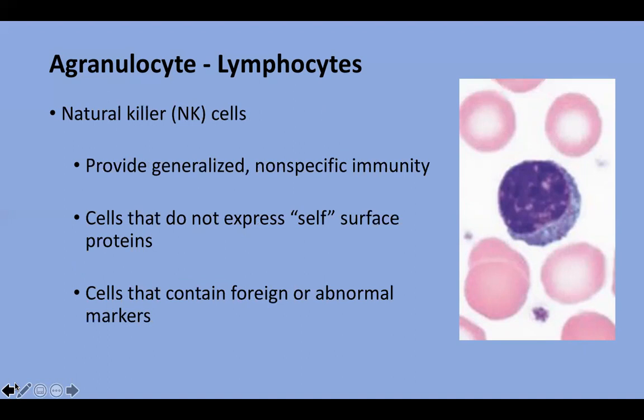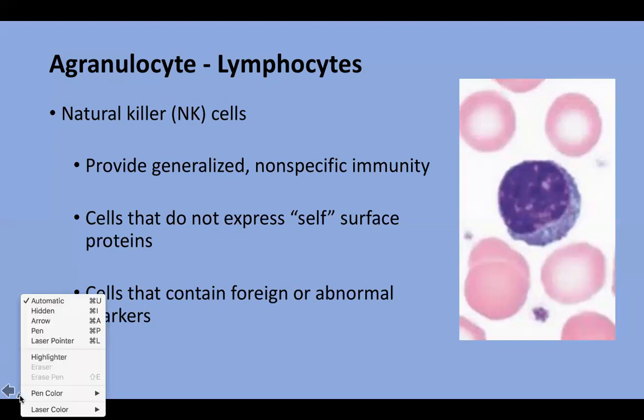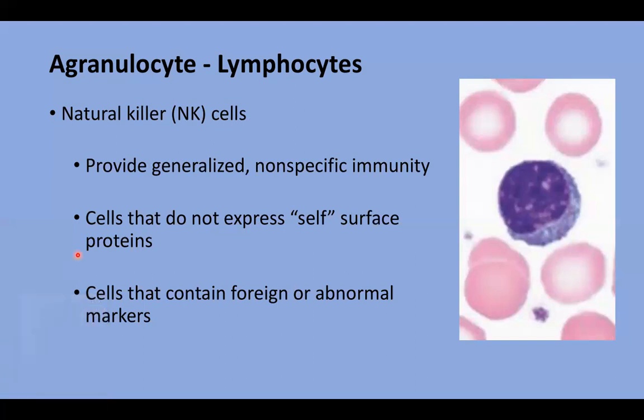The first type of lymphocyte is the natural killer cell, or NK cell. So the natural killer cell is going to provide a generalized, non-specific immunity. The reason why this is called the natural killer cell is because it is just going to kill anything that's there. Any kind of cell that it comes in contact with that does not express a self-surface protein.